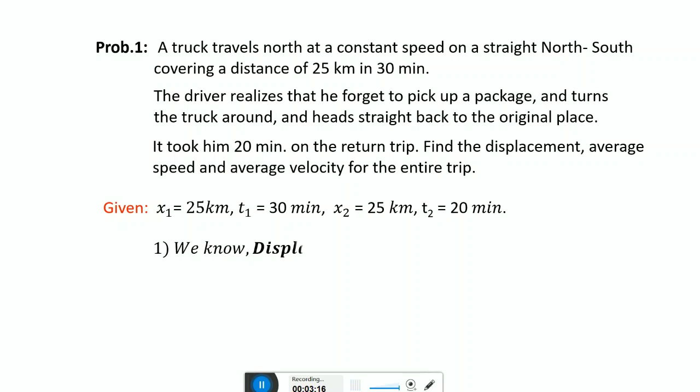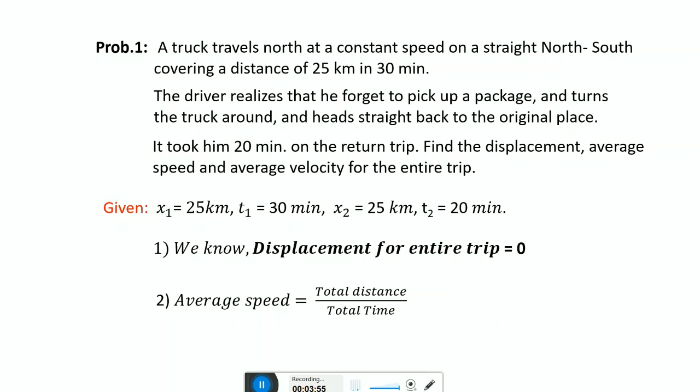We know that the displacement for the entire trip is equal to x2 minus x1. That means x1 is north to south distance while x2 is south to north distance. They are equal in magnitude but opposite in direction. So we consider negative sign. So displacement for entire trip is x2 minus x1, that is 25 minus 25, which is equal to 0.